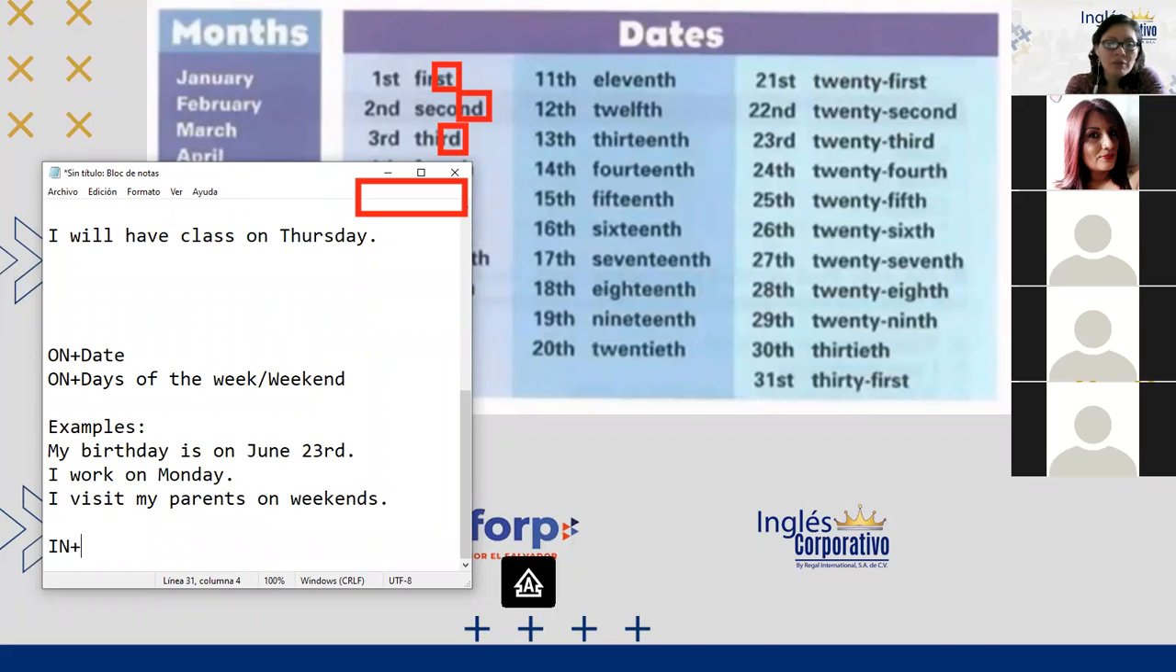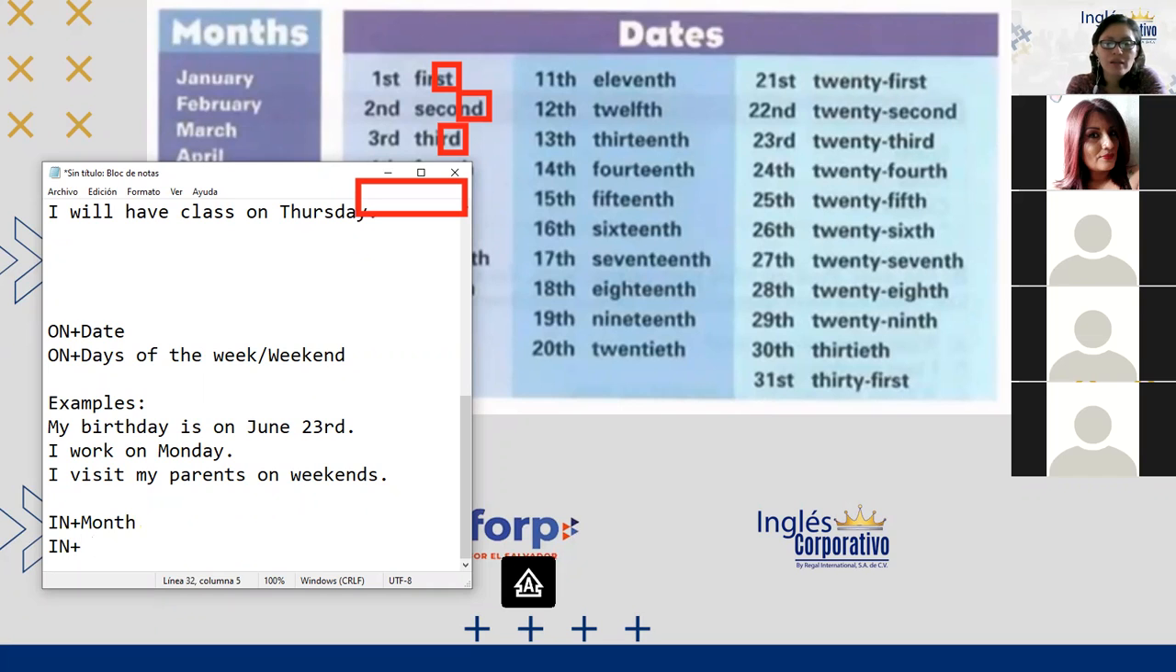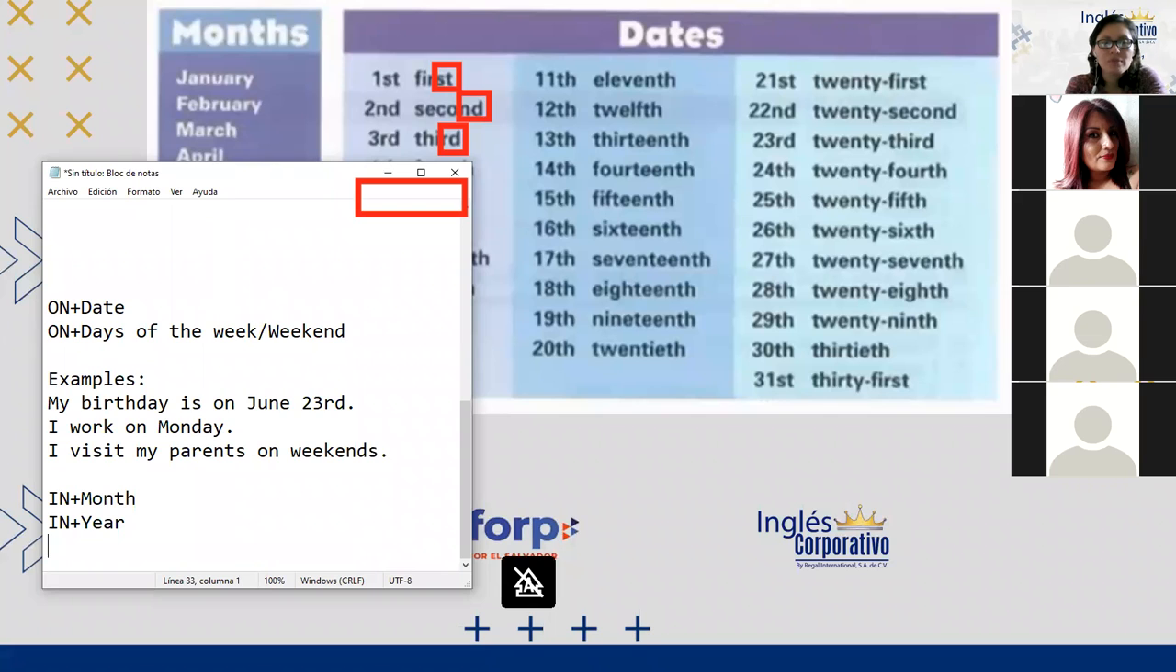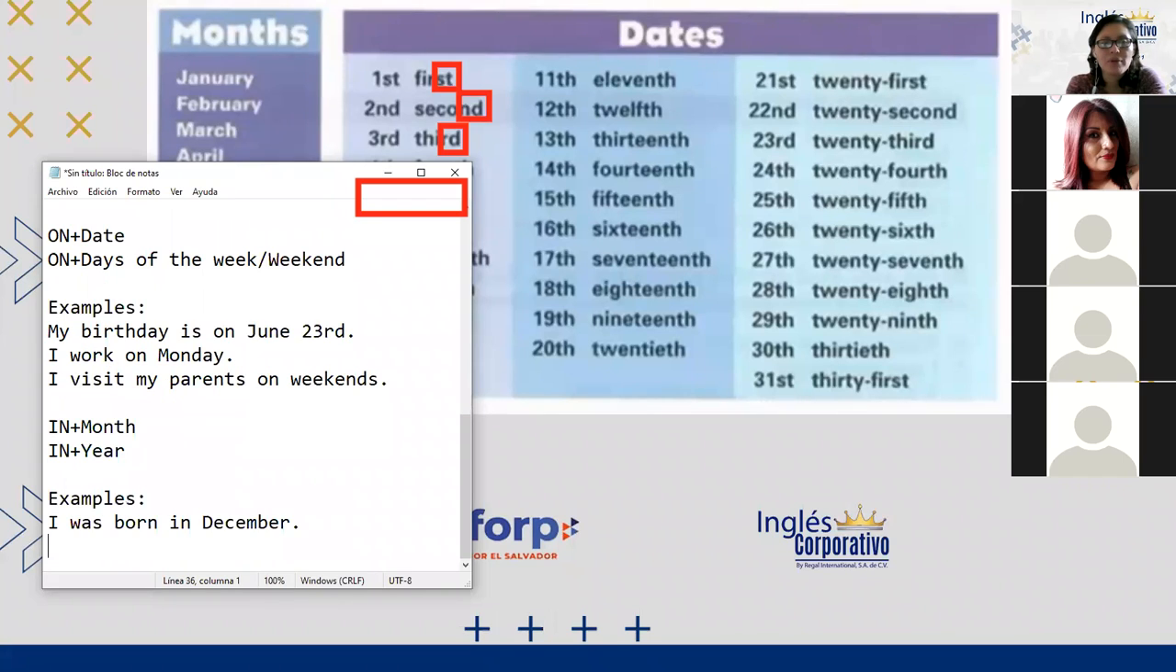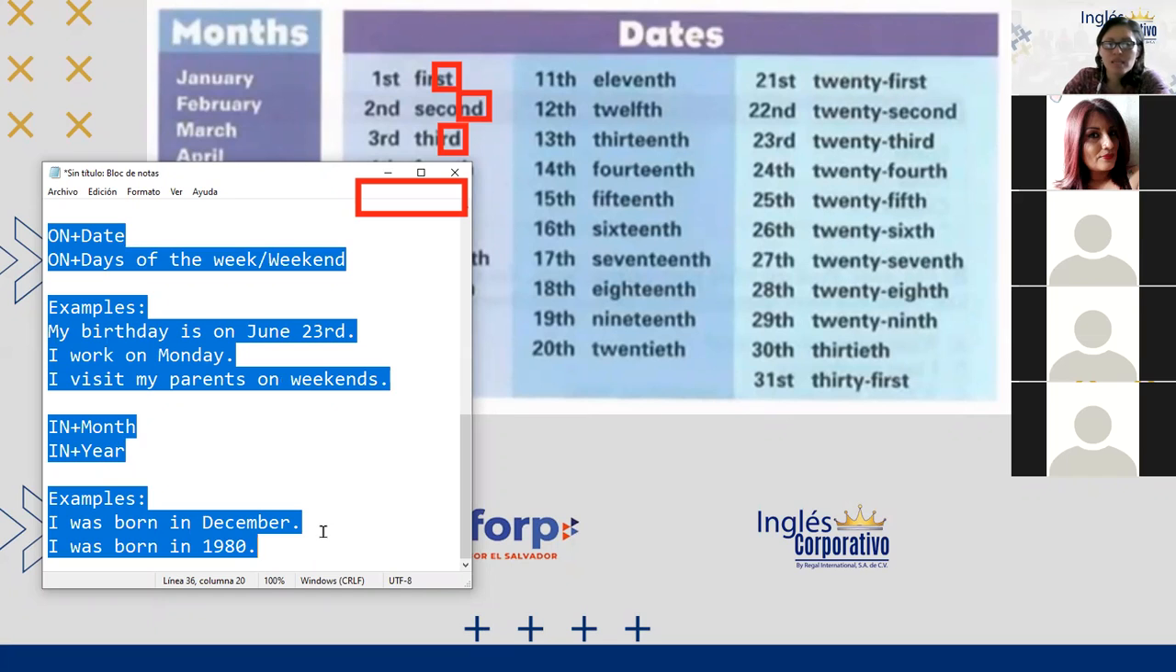right? Y vamos a usar in para month. ¿Verdad? Solo el mes. Y vamos a usar in también para el año. Right here. Examples. I was born in December. Right? I was born in December. I was born, yo nací in 1980. Okay. There you go. So there you have. Este es como un summary de lo que acabamos de ver con months and dates, right?